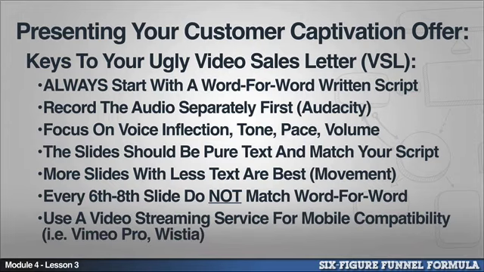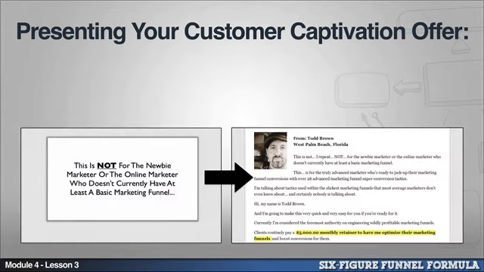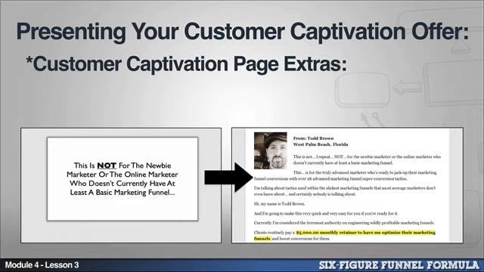And finally, you want to use a video streaming service to make sure that your video is mobile compatible. You can use something like Vimeo Pro, which is what we use here primarily at Marketing Funnel Automation, or you can use a tool like Wistia, and of course there are others, but those are what I recommend. Now, let's talk about a couple of customer captivation page extras that I mentioned earlier.